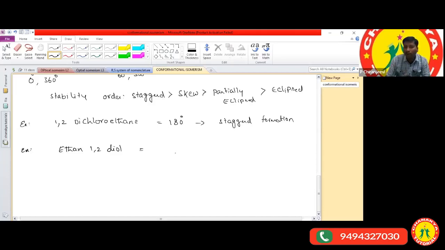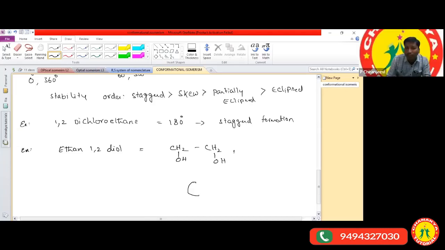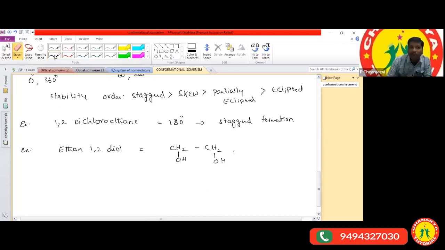For ethane-1,2-diol, the structure is CH2OH, CH2OH. What are the options? We have only four conformers: eclipsed form, staggered form. Will it be staggered? It is not staggered. So this is the exception case.